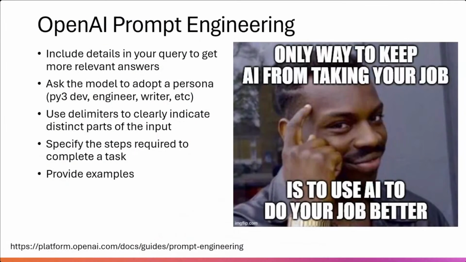All right, prompt engineering. If I had to narrow it down to the big five highlights: we want to include details in your query to get more relevant answers, and ask the model to adopt a persona. This is a huge one that I found pretty early, and it's been really good for me. I use things like you're a Python 3 dev, you're an engineer, you're a writer, you're a social media engineer, you're a career coach, whatever you're thinking of, who you want to talk to, give that person a persona. I'll give more examples as we go through.